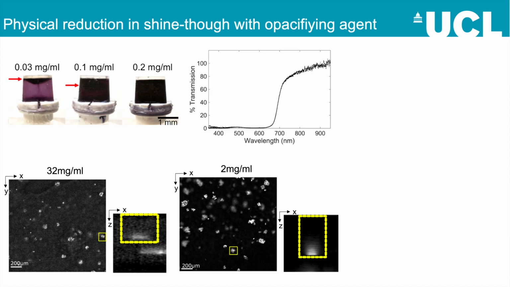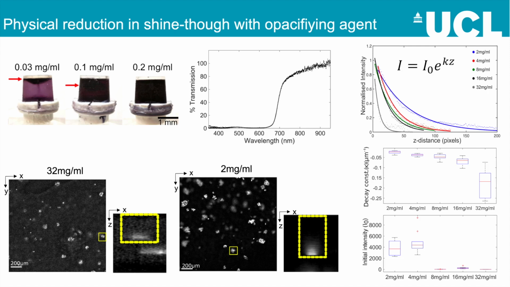To do that we used standardized cell samples, so these are cells simply cultured in a 3D gel, and we stain the nuclei of these with a far red nuclear dye. As you can see, in the comparison in the XZ planes between the 32 and the 2 milligram per mil, you can see much less evidence of this comet tail artifact in the 32 mg per mil than you can in the 2 mg per mil.